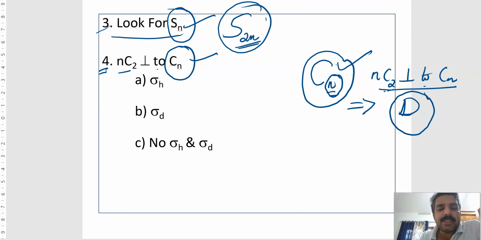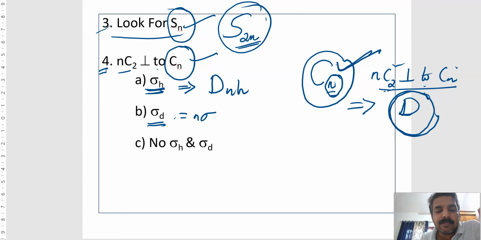And the next step is to look for whether the molecule has a sigma h plane. The molecule has a Cn axis and nC2 perpendicular to Cn, so the category is D. If the molecule has a sigma h plane, then the point group will be Dnh. If there is no sigma h plane, then look for sigma d, the dihedral plane. If there are n sigma d planes, then the point group will be Dnd.